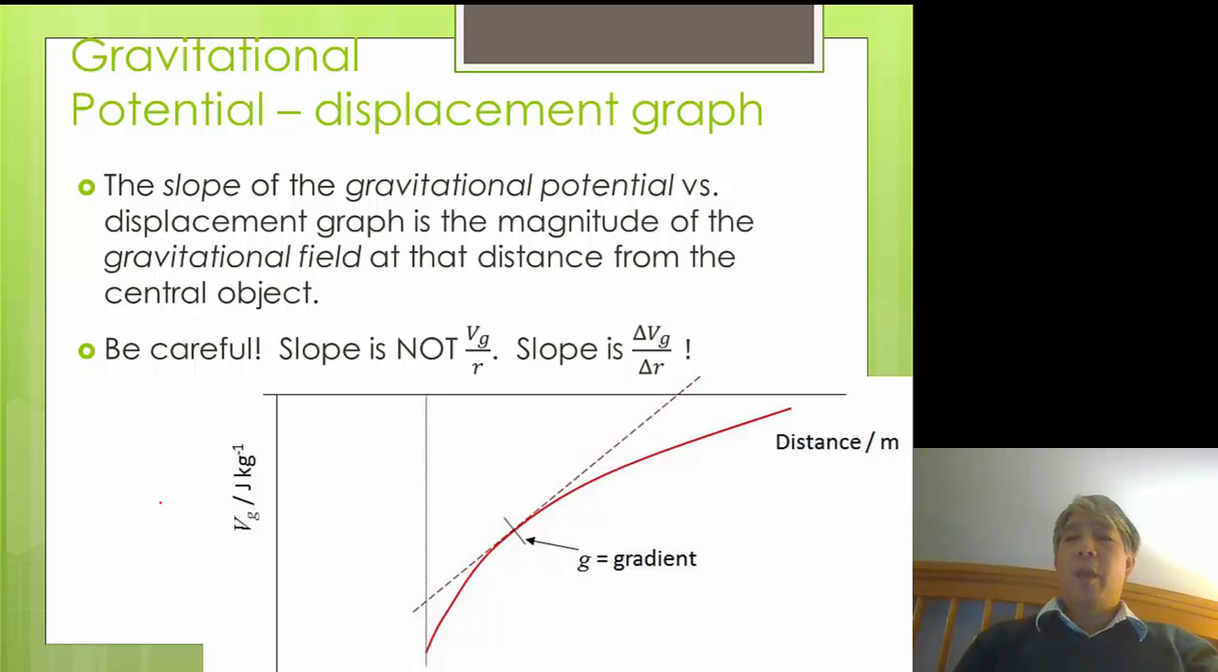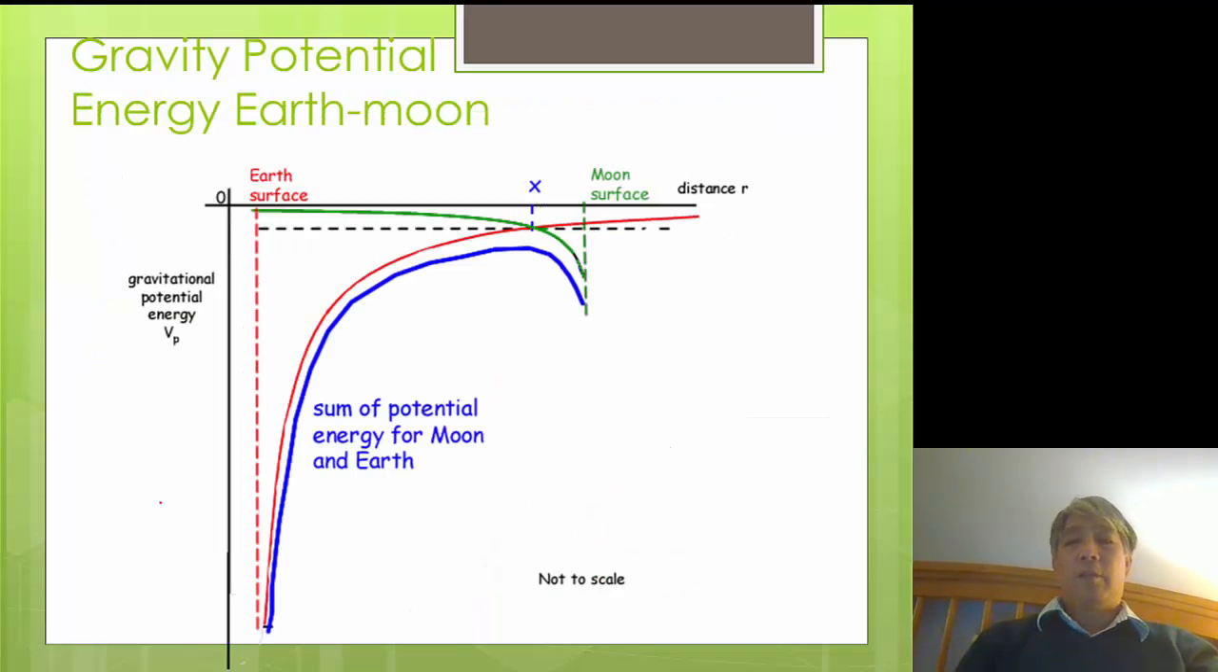And so sometimes the delta V sub g and the delta r are given in other aspects of the problem, not just in a graph. Okay, thank you very much.